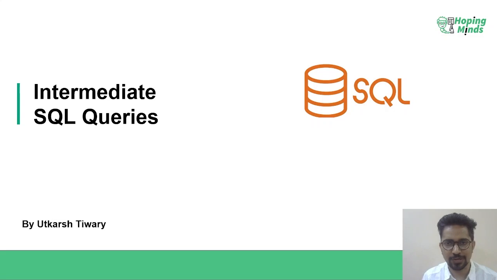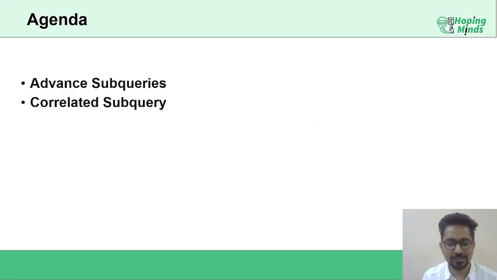So guys, let's have a look at the agenda for this session. The agenda includes understanding advanced subqueries and also implementing correlated subqueries. Till the previous session, we have discussed and implemented intermediate SQL topics such as joins and subqueries, and also group by, having, and order by. So let's proceed with this current topic.